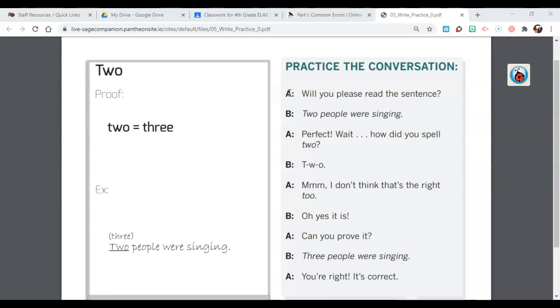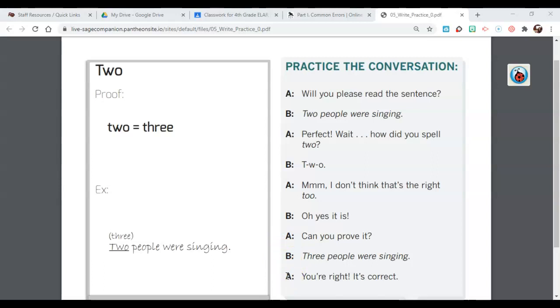Will you please read the sentence? Two people were singing. Perfect. Wait, how did you spell two? T-W-O. I don't think that's the right two. Oh, yes, it is. Can you prove it? Three people were singing. You're right.